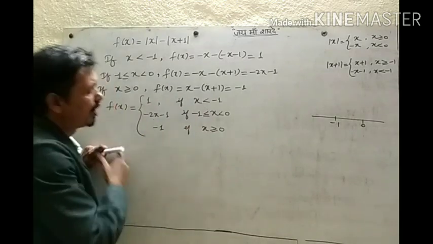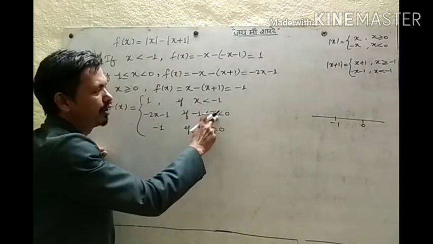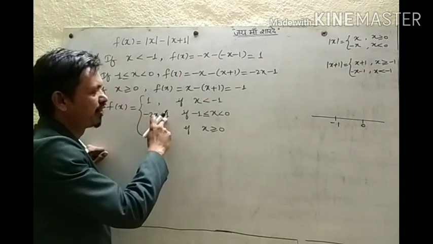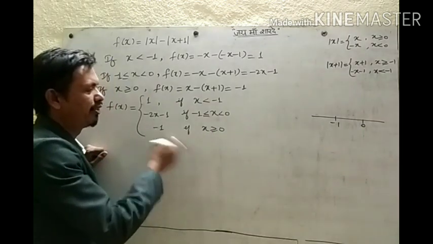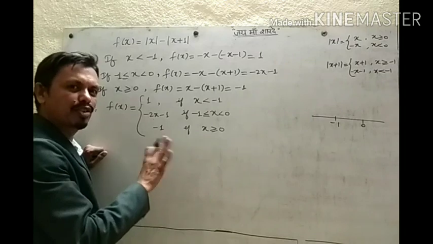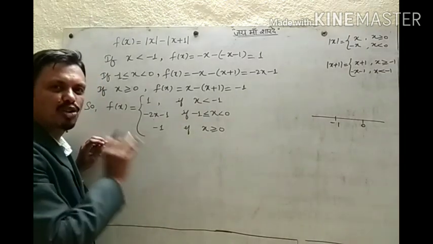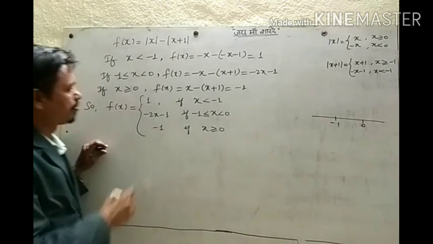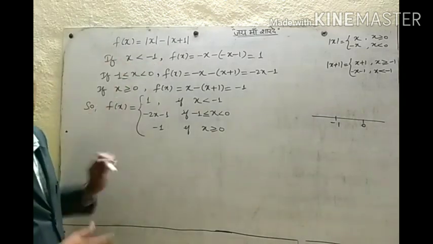Okay? Then if we take the point x equal to 0, the left hand limit: minus 2x minus 1 with x equal to 0 gives minus 1. Right limit is minus 1. Value of the function at 0 is minus 1. Okay, so the limits are the same. The function is continuous at minus 1 and at 0 also. Means there is no point of discontinuity. Okay? So like this we can find points of discontinuity.